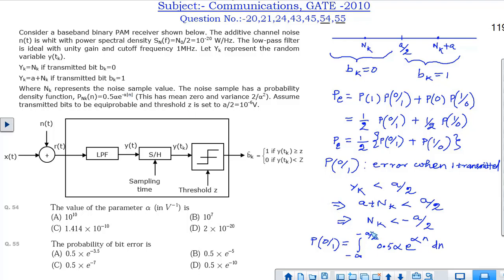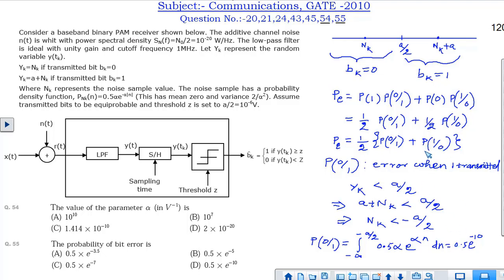So here as n is negative, if we substitute negative, it will come as minus alpha. So the expression will be simply e to the power alpha n for negative value of n. If we integrate this, we will get 0.5 e to the power minus 10. So we got this conditional probability value, that is the probability of 1 transmitted, 0 received.